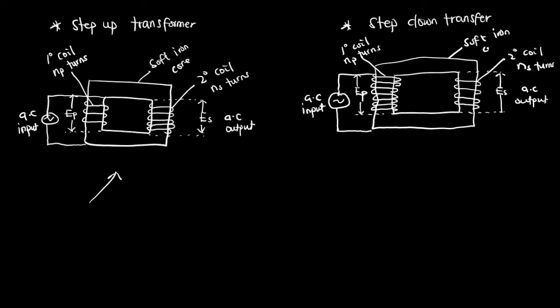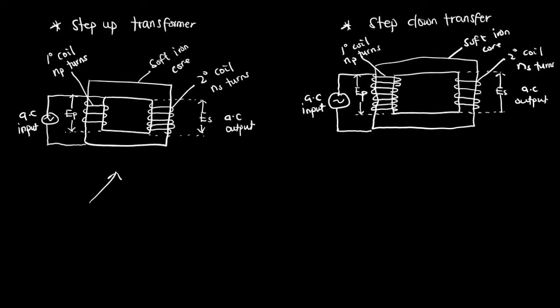This is our soft iron core, right? So if you look at this, this is what we call a step down transformer, because the input EMF is very high, but then the output EMF on the secondary will be very small. So since the input EMF is higher than the output EMF, we say this is a step down transformer. Are you okay? So these are the two types of transformers that we have.